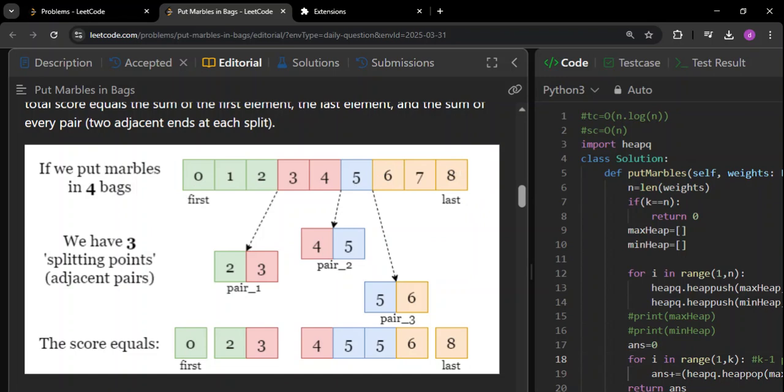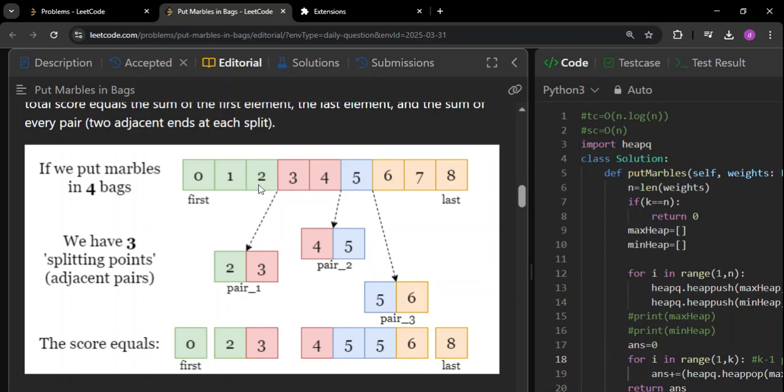Then other than that, let's say we want k bags. In that case, you have to divide the whole array into k parts. So if you see the screen that I'm presenting, the green, the red, the blue, and the orange one. Now in order to divide the array into k parts, we basically need k minus one dividers. What are those dividers?